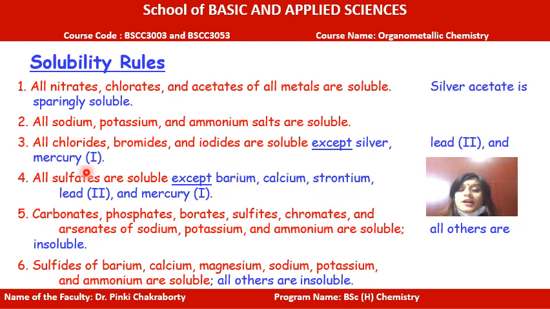mercury sulfate. Fifth, carbonates, phosphates, borates, sulfides, chromates and arsenates of sodium, potassium and ammonium are soluble. Only these are soluble. Apart from that, these anions of any other cation apart from sodium, potassium and ammonium are not soluble. Sixth point, sulfides of barium, calcium, magnesium, sodium, potassium and ammonium are soluble, whereas other sulfides are insoluble in water.